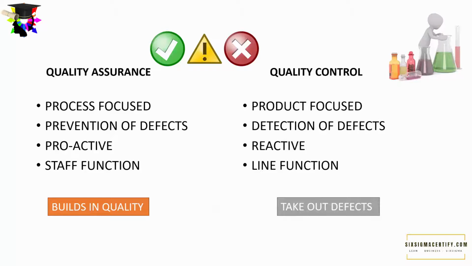The main function of quality control being the detecting the defects and then taking out the defects from the product. And main function of quality assurance is building the quality in the process.